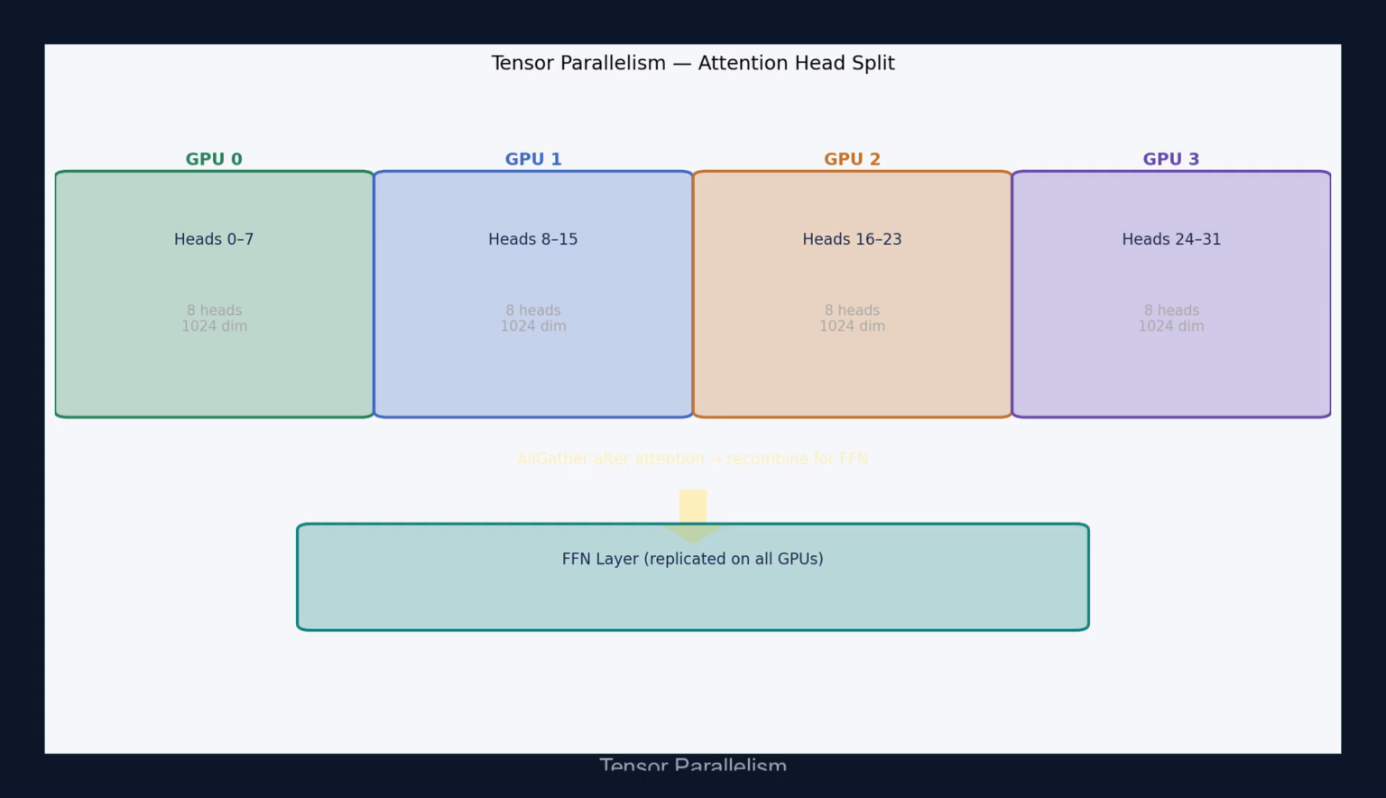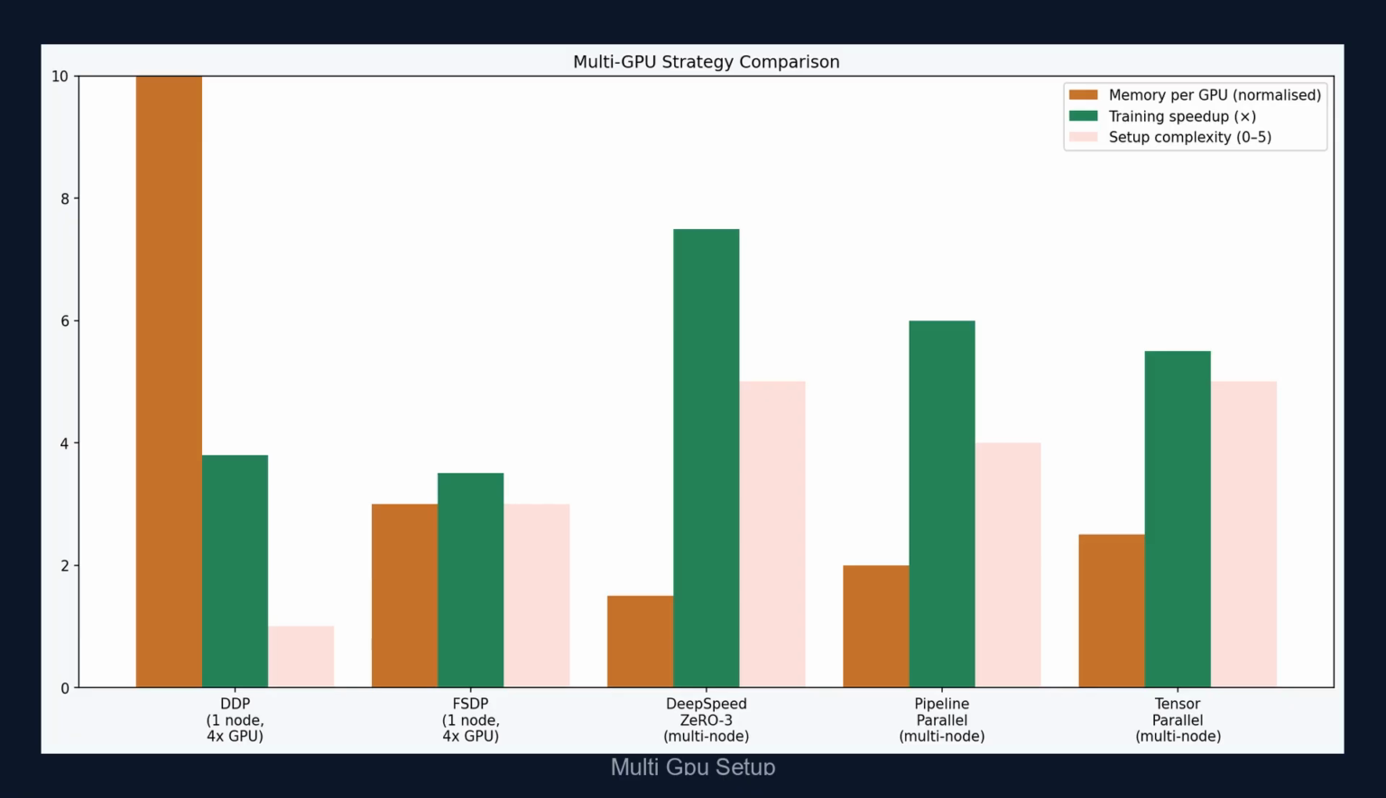For fine-tuning with LoRA on your P40s, you're unlikely to need it, but understanding it clarifies why different parallelism strategies exist. Each one targets a different bottleneck: data volume, model size, or individual layer size. This comparison puts the major multi-GPU strategies side by side across 3 dimensions: memory usage per GPU, training speedup, and setup complexity. The pattern is instructive.